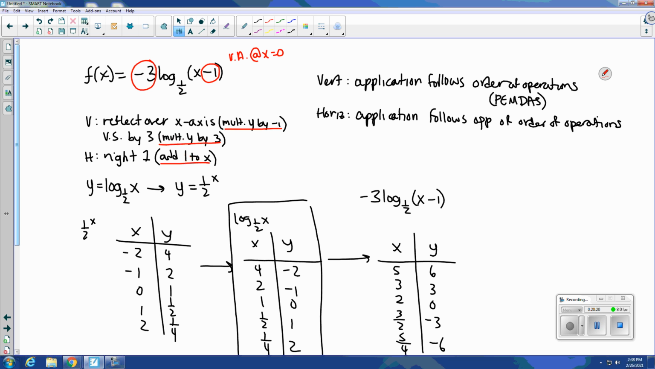And again, why is that important? That'll dictate things like domain values that you want to be aware of, and just to make sure your image is accurate when graphing without a calculator. So there is your video on how to graph logarithms without the aid of a calculator.